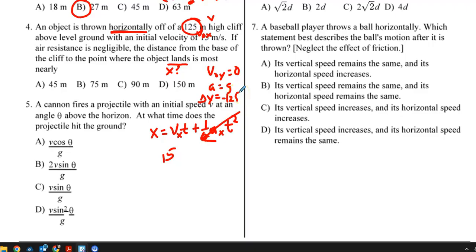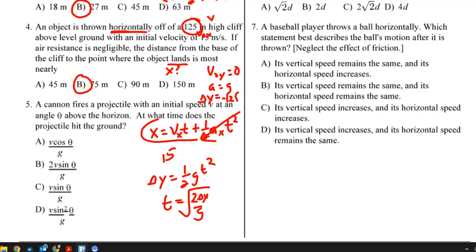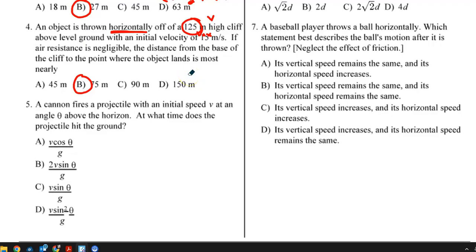So long story short, I can use this equation again for the y, and that turns out to be delta y equals 1/2 g t squared. So we know from before, and you should be able to look this up in your notes, t equals the square root of 2 delta y over g. Okay, so if I do 2 times 125, I get 250. 250 divided by 10 is 25. Square root of 25 is 5. So the time in the air is 5. 5 times 15 gives us 75 meters. So two-step problem in a multiple choice. Because we've done enough, you should be able to do that fairly routinely.